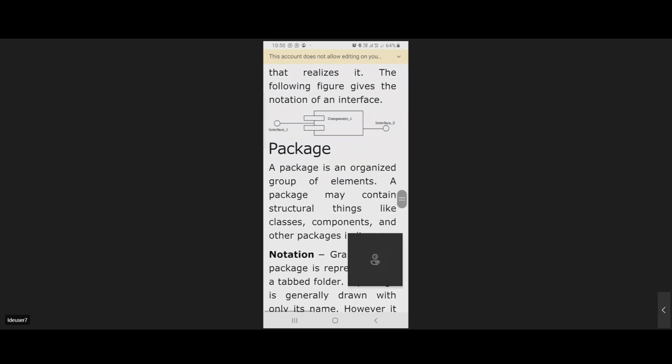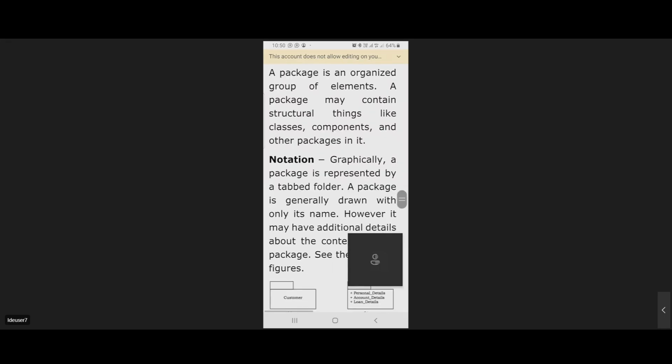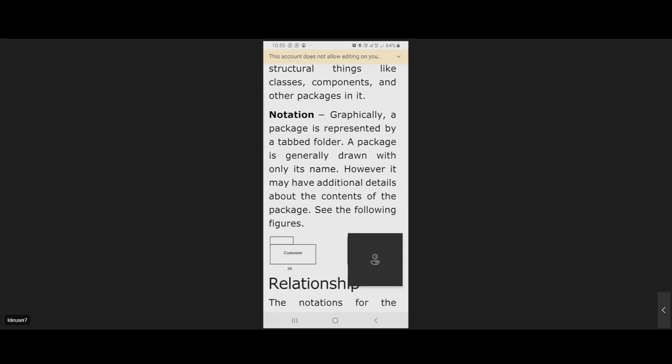So what is a package here? It's an organized group of elements. It may contain structural things like classes, components, and other packages in it. The notation used for packages is generally a folder drawn with its name. Additional details about the contents of the package can be shown, and an example is given.